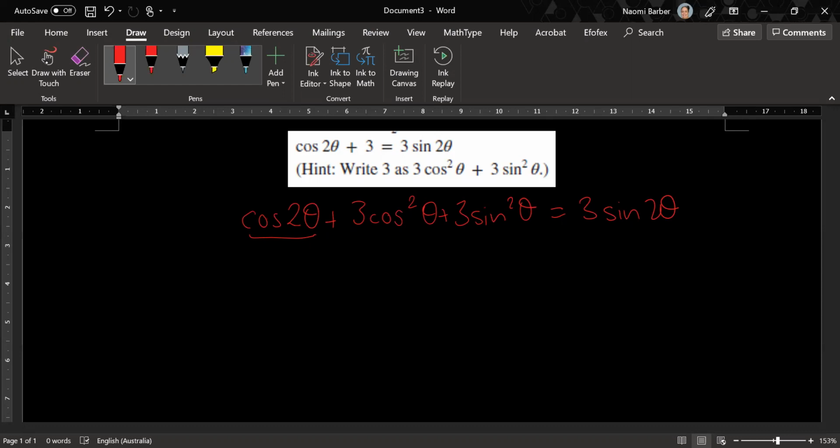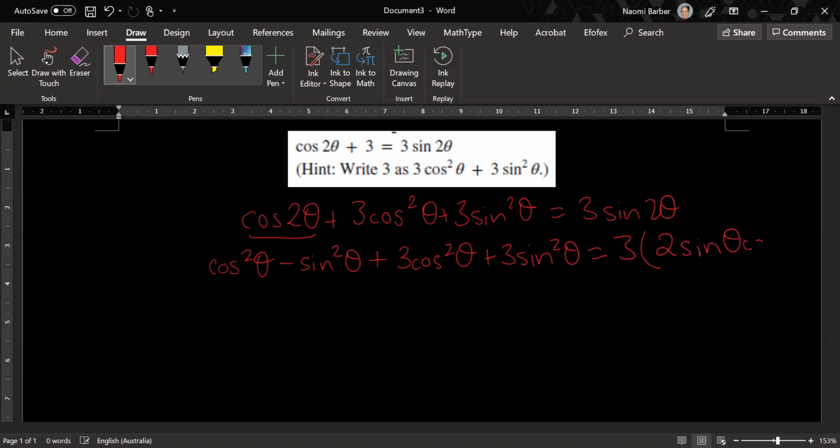So here we go. We have cos squared theta minus sine squared theta. That's cos 2 theta plus 3 cos squared theta plus 3 sine squared theta equals 3. And I need to expand this sine 2 theta, which is obviously just 2 sine theta cos theta. Okay, so far I'm very satisfied.